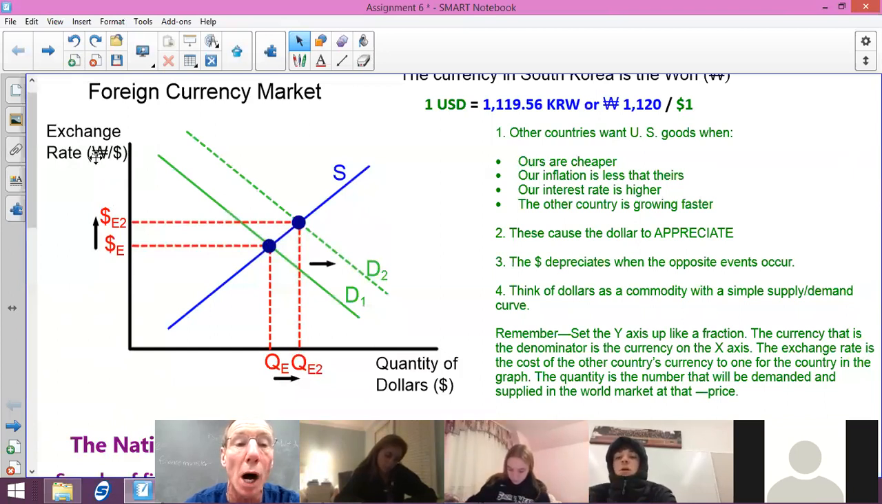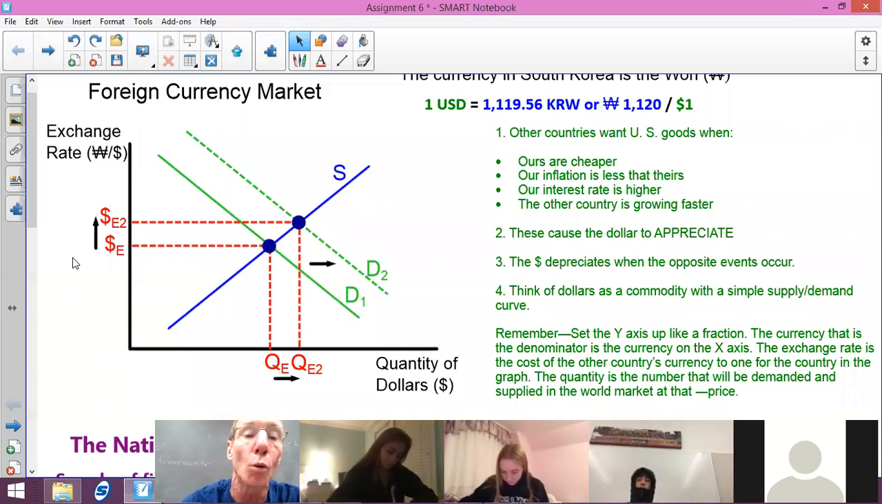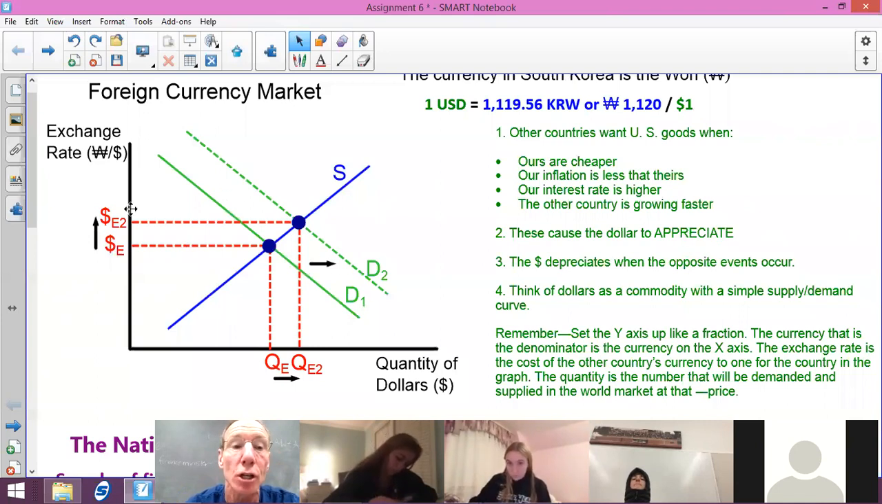In other words, it's going to cost more wons to buy a dollar, because the won here is in the numerator in this graph. Whatever currency is on the horizontal axis, in the quantity, is going to be in the denominator on the vertical axis. So we can say that the US dollar, because it's being demanded more in the foreign currency market, is going to gain in value relative to the won, or we can also say the US dollar is going to appreciate relative, in this case, to the won.